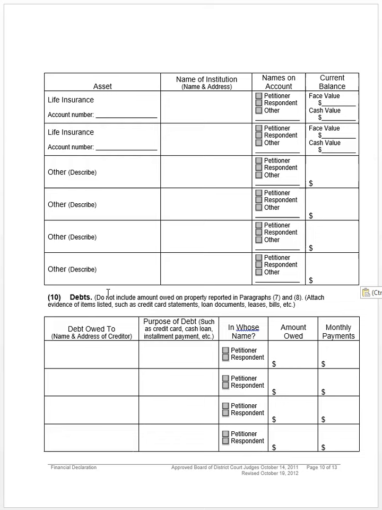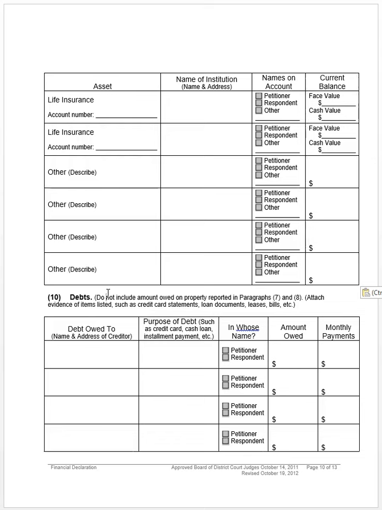All right, you've moved on to paragraph 10, debts. I'm going to be a little shorter now because you're starting to get the hang of this, but keep in mind a couple of things you should always do as you're going through each paragraph. Read what paragraph 10 is asking for. Debts do not include the amount owed on property reported in paragraphs 7 and 8.